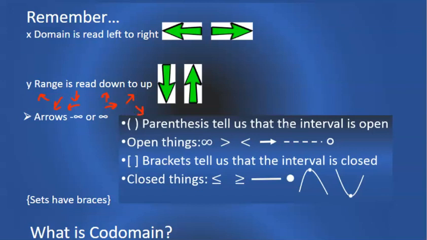Parentheses tell us that the interval is open. Here are your other open symbols. We have inequalities without lines under them, arrows, dashed lines, and holes. And brackets tell us that the interval is closed. Other closed things are less than or greater than signs with equal signs underneath, solid lines, closed points, and extreme values, your vertices. Sets have braces and they're used for counting discrete values.